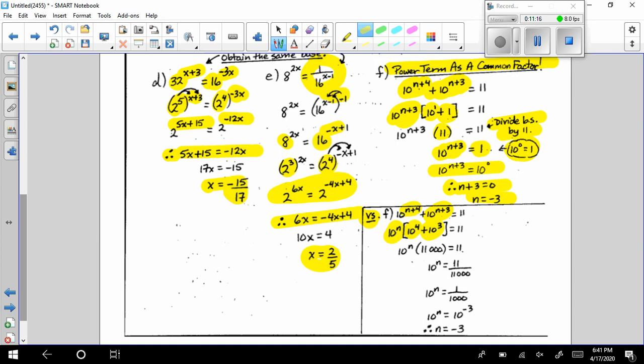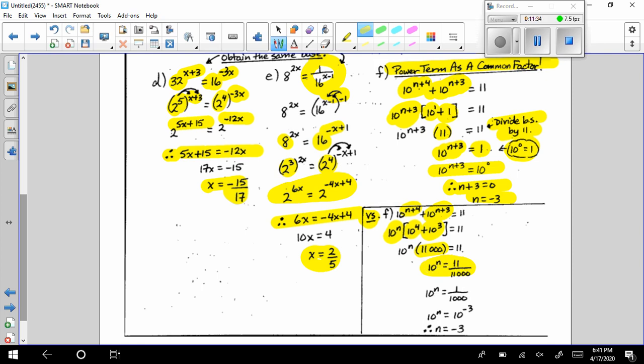Well, 10 to the power of 4 is 10,000. 10 to the power of 3 is 1,000. So it works out to 11,000 inside the brackets. I have to divide both sides by 11,000. I'm showing it here.